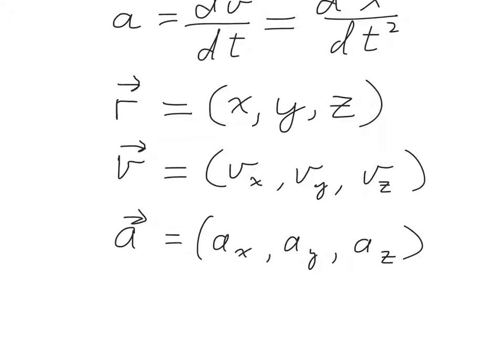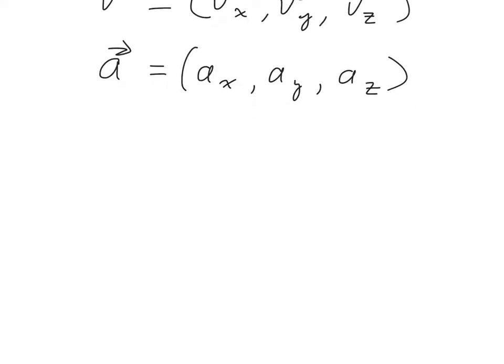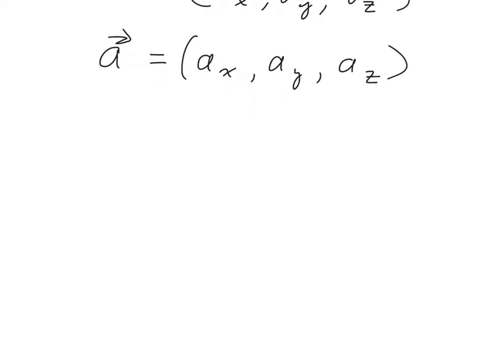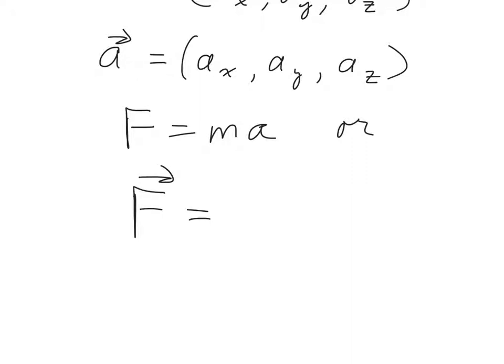Now, with this introduction to notation, you should remember Newton's law. So the motion of this particle depends on the forces acting on it, and so we simply write force equals mass times acceleration, or if we're in 3 dimensions, the force is again a vector with 3 components, and it's mass times the acceleration vector, same equation, just with vector notation.